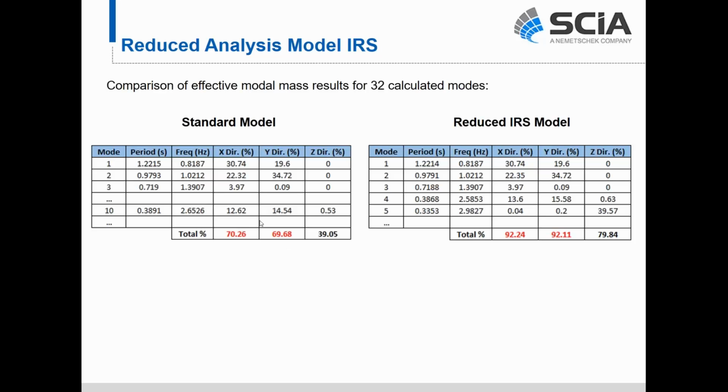But all summed over the 32 modes, we have about 70% of the mass engaged in both the x and y directions. Now, when we use the reduced IRS model, that reduced model, with the same 32 modes, we've got 92%. And so we can see that in some cases we can actually reduce the number of modes because we're going to achieve a much higher mass participation just over the first 4 modes here, without maybe needing 32 modes. Overall we're going to achieve the mass participation that we need in order to effectively and accurately do a seismic analysis.